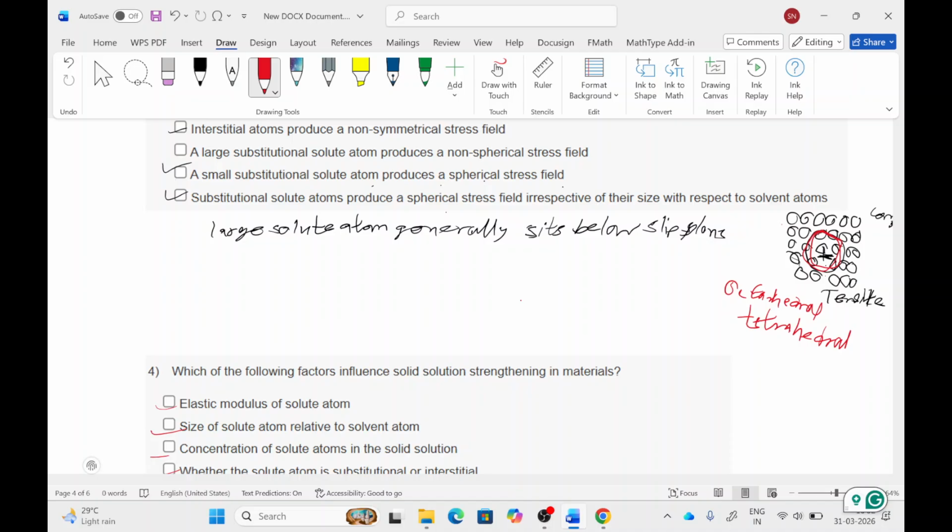Because if they do not do the same thing, means if a large atom sits in compressive, the stress field will increase above the slip plane. And similarly, if a small atom sits below the slip plane, that will create more tensile stress field. So they sit in the opposite stress field region to reduce the strain field energy and to stabilize the dislocation so it does not move. And if the dislocation does not move, plastic deformation will not occur in the material.